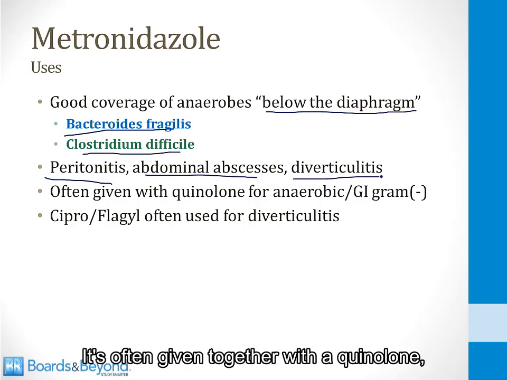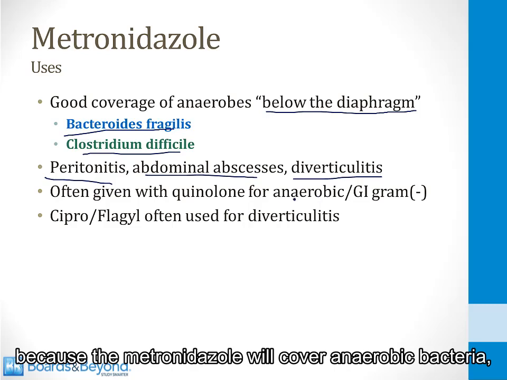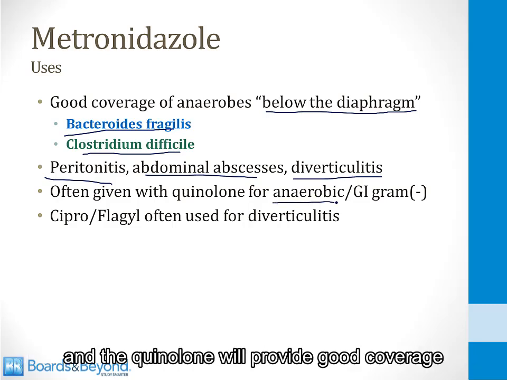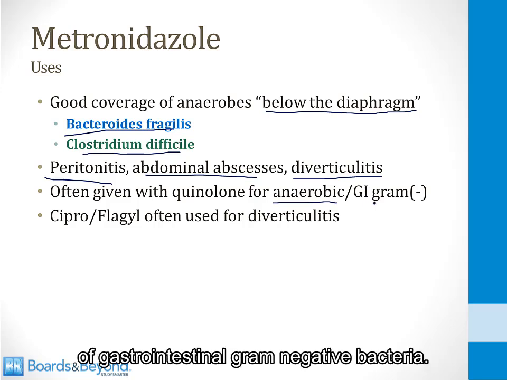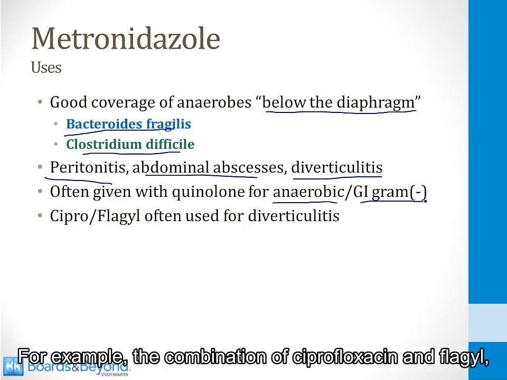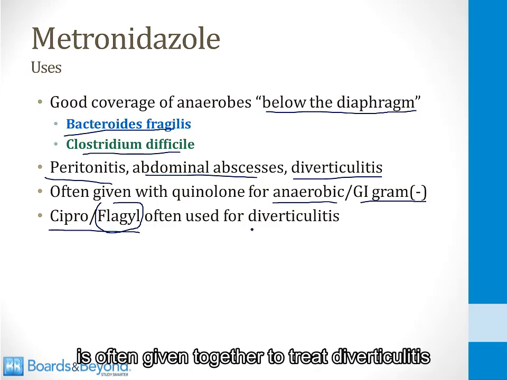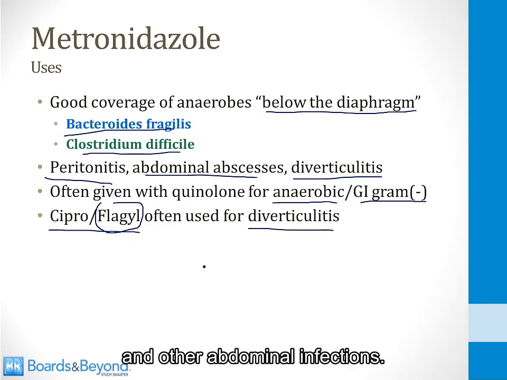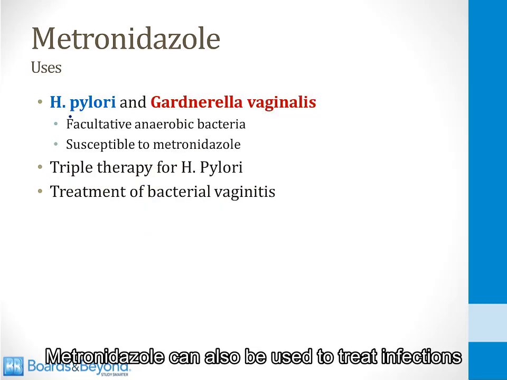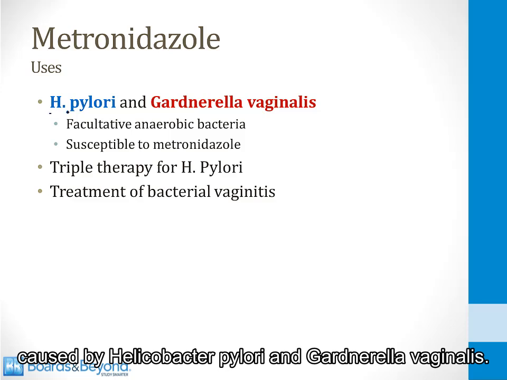It's often given together with a quinolone because the metronidazole will cover anaerobic bacteria, and the quinolone will provide good coverage of gastrointestinal gram-negative bacteria. For example, the combination of ciprofloxacin and Flagyl, another name for metronidazole, is often given together to treat diverticulitis and other abdominal infections. Metronidazole can also be used to treat infections caused by Helicobacter pylori and Gardnerella vaginalis.